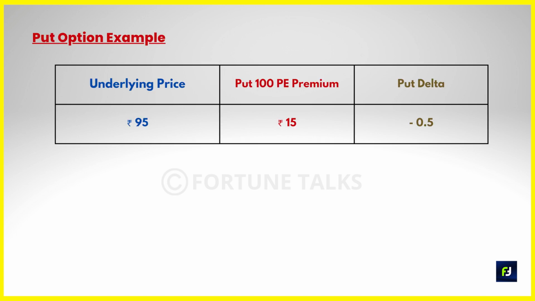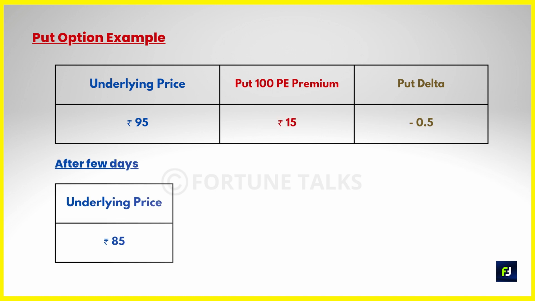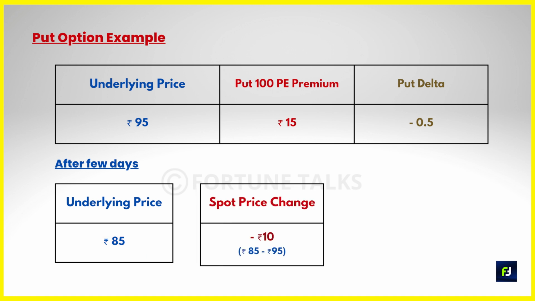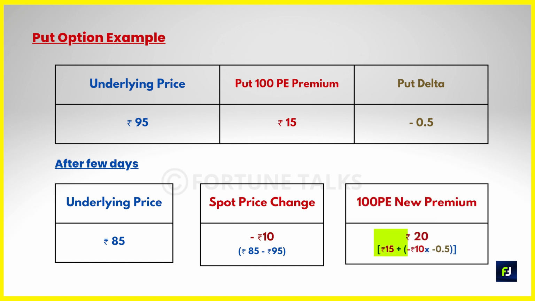Now let us consider the case of a put option. Let us assume that the current price of the underlying is 95 rupees. Let us also consider that the put option of 100 strike on this underlying is priced at 15 rupees and it has a delta of minus 0.5. A few days down the lane, let us say that the price of the underlying asset has dropped to 85 rupees. Given that the price of the underlying has dropped by 10 rupees, the value of the put option will go up by 5 rupees. That is, the price of the put option will now be worth 20 rupees.